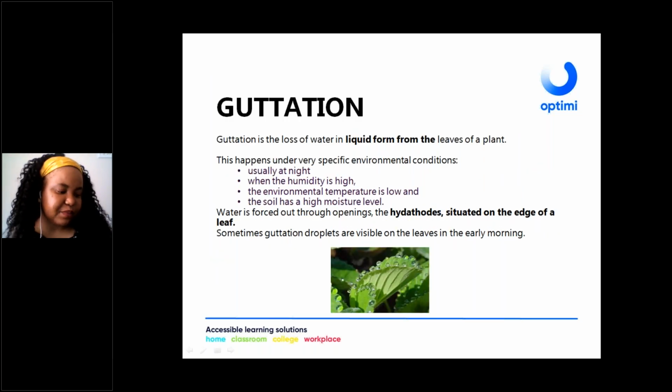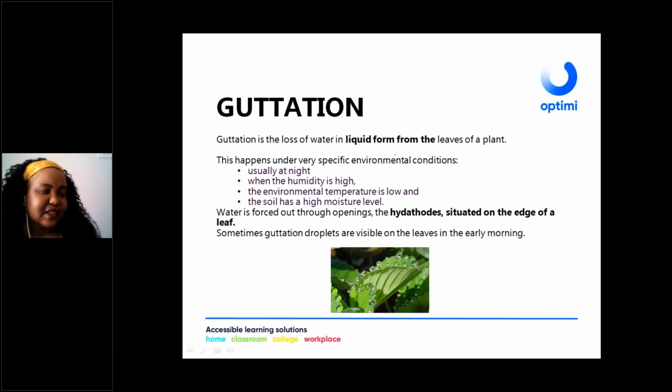Then we have another process that takes place, known as guttation. This is the loss of water in liquid form from the leaves of plants. We can already see there's a difference between guttation and transpiration: with transpiration, water is released in the form of vapor, in the form of gas, but with guttation, water is released in liquid form from the leaves of the plants. But this happens in very specific environmental conditions.